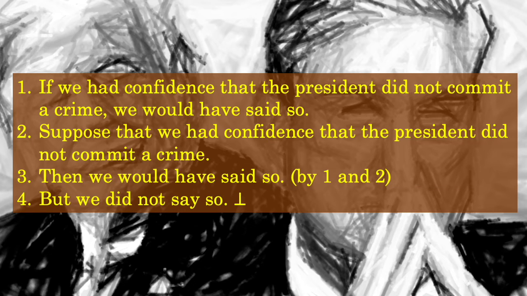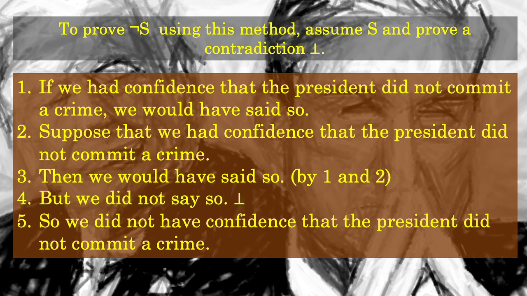However, because they're using would, that is, they're using a subjunctive, we know that they did not say so, and in fact, if we looked at the report, we would see that they did not say that the president did not clearly commit a crime. So we have our contradiction. We're now in a position to draw the conclusion that the Mueller team did not have confidence that the president did not commit a crime using proof by contradiction.